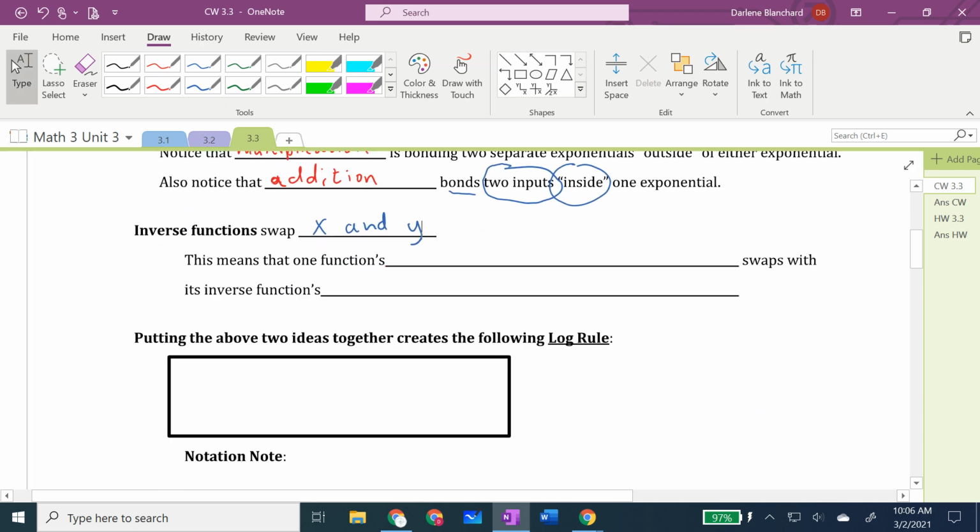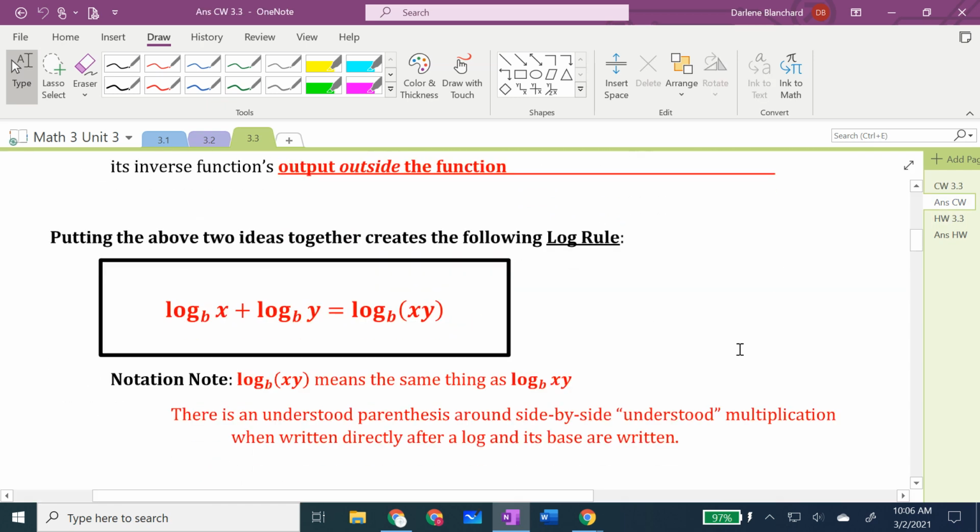Now, are you ready for your first log rule? Here it is. And I want you to notice here that on the left side, I have two separate logarithms. They are being brought together by addition. It is outside either of the two logarithms, but addition is what's bringing them together.